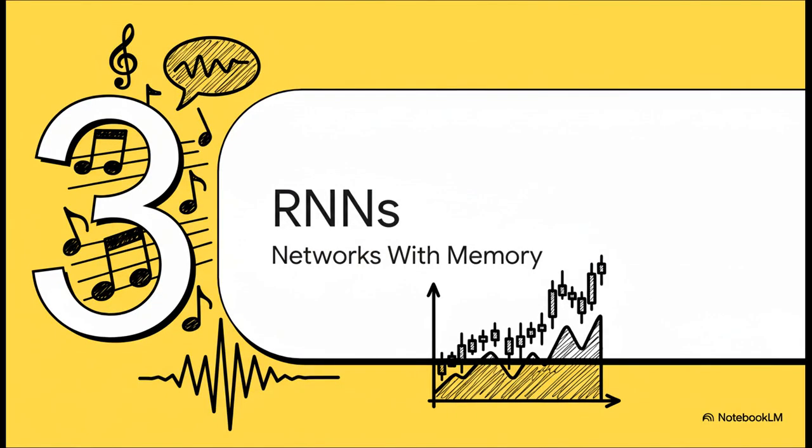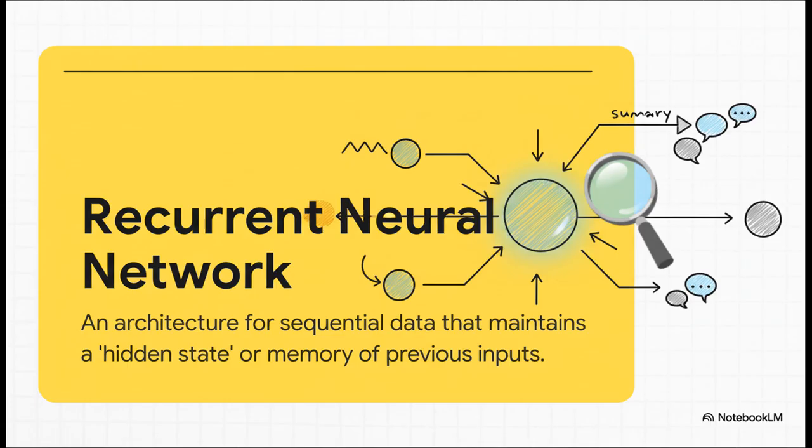Okay, so seeing is one piece of the puzzle. But what about understanding things that happen in a sequence, where the order of events is everything? I'm talking about language, music, even financial data. For that kind of problem, you need a network that has a memory. And that is the job of recurrent neural networks, or RNNs. They are designed specifically for this challenge.